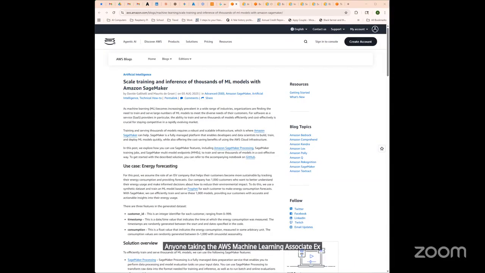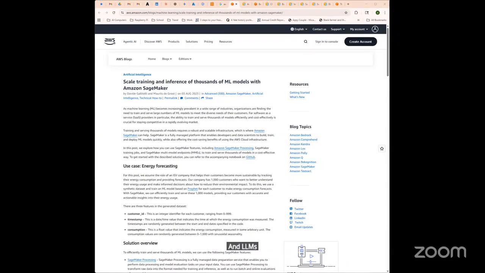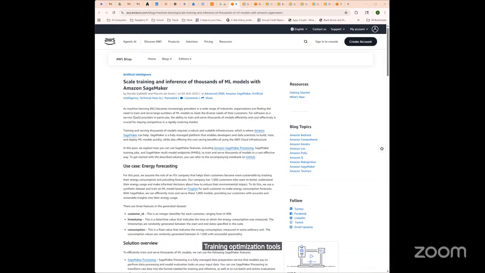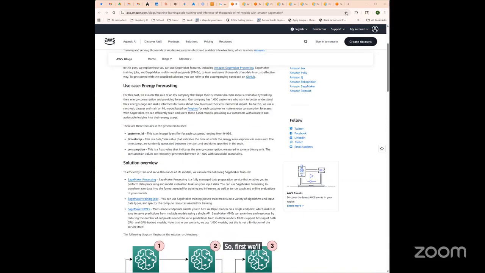Training massive models, foundation models, and LLMs with billions of parameters requires specialized infrastructure and optimization techniques. SageMaker provides an integrated suite addressing these needs: training optimization tools, resilience and recovery mechanisms, distributed training frameworks, and hardware acceleration. So first we'll go with SageMaker Training Compiler.